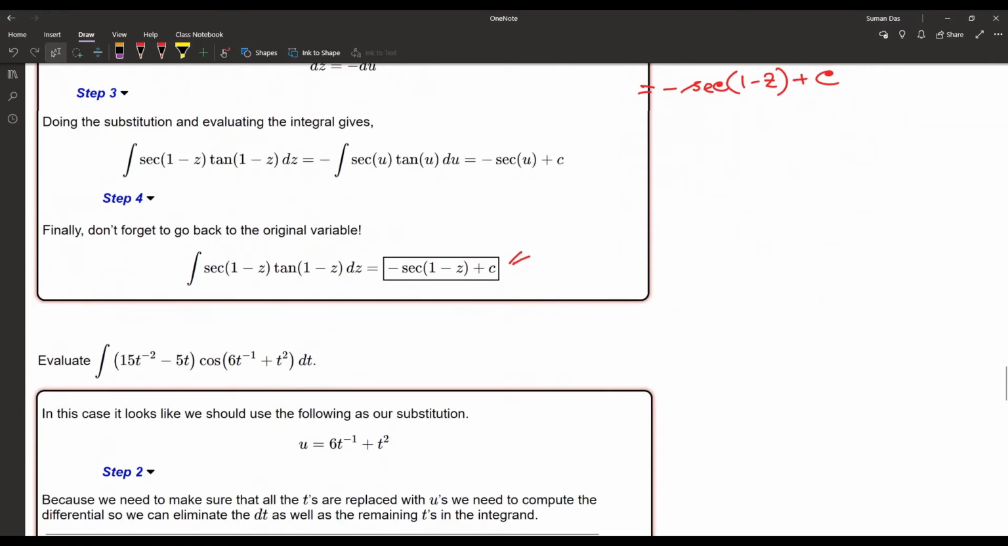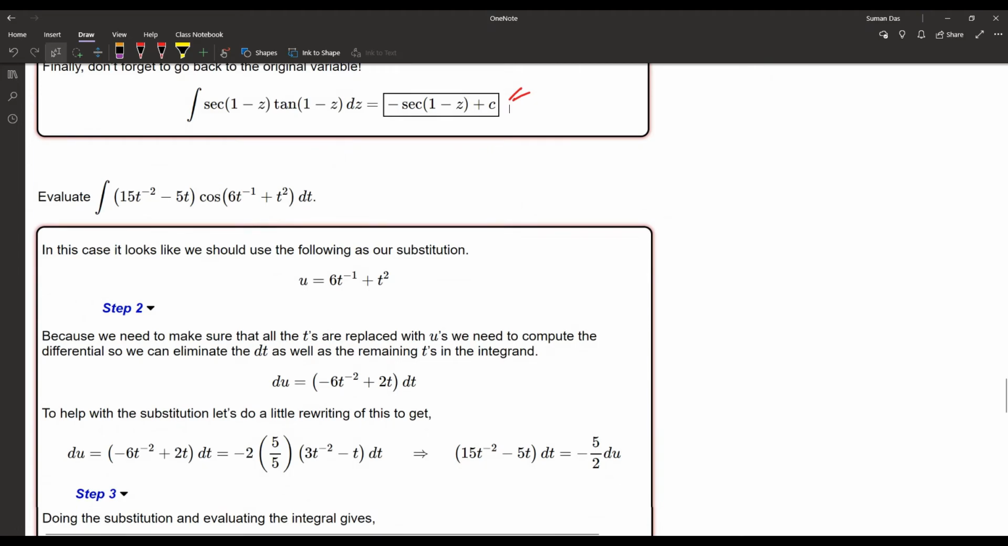Let's check the final problem. Here, the integrand given is 15t^-2 - 5t, and that is cos(6t^-1 + t^2). Now that is the first thing. Here, first of all, we cannot substitute that directly, so we are substituting that function with u. So we are keeping u equal to 6t^-1 + t^2.